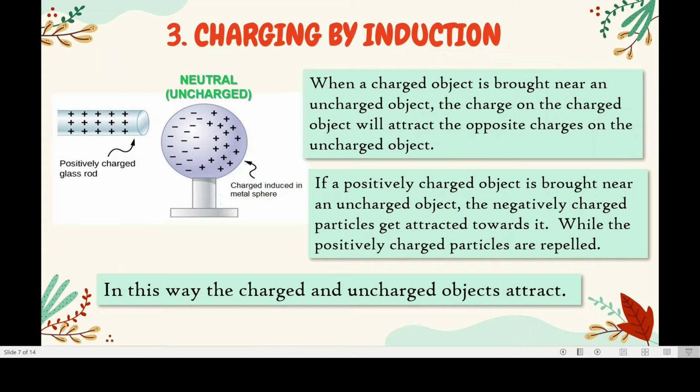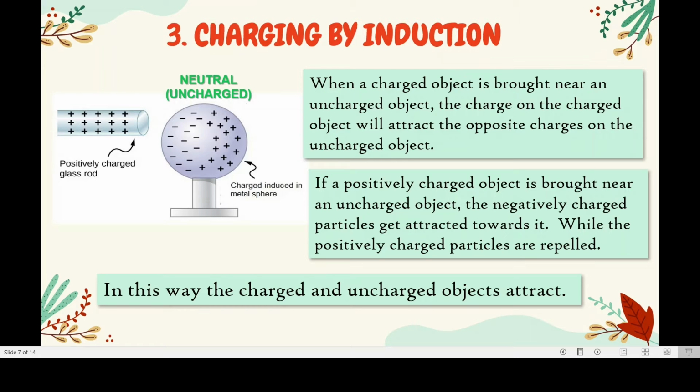Charging by induction. When a charged object is brought near an uncharged object, the charge on the charged object will attract the opposite charges on the uncharged object. Look at the diagram. If a positively charged object, for example a positively charged glass rod, is brought very near to the uncharged object, that is the sphere mounted on a stand, which is called uncharged. In other words, we can also call it neutral.